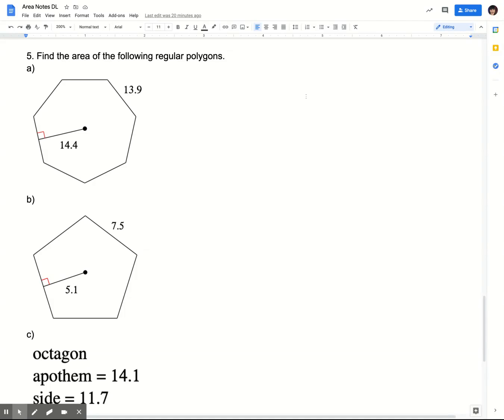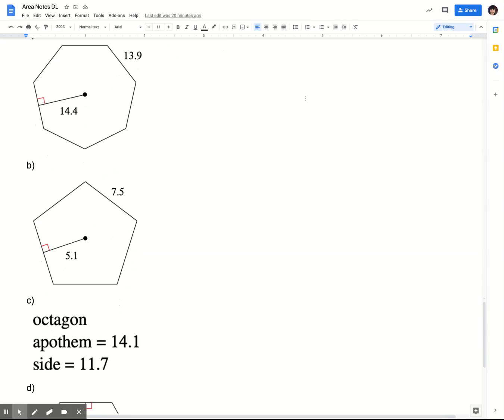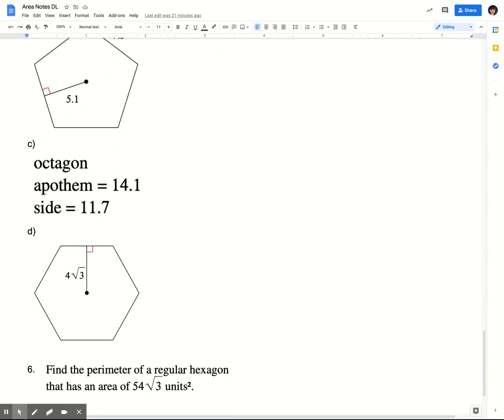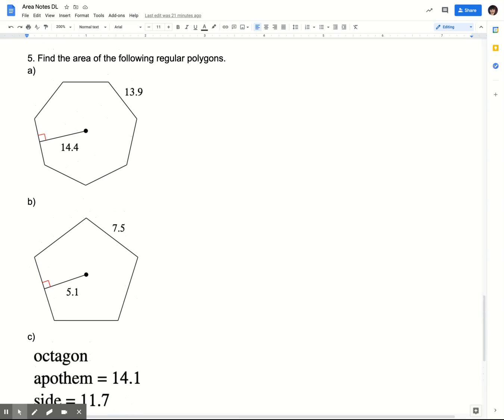Hello everybody. This is going to be a quick video for you that's just going to do a couple of problems, a couple of examples here for you on the area of regular polygons.